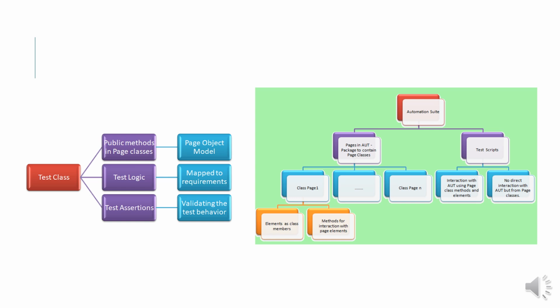If we look at it from another perspective, an automation suite should have the test script that interacts with the application under test through page object class methods and elements, and there is no direct interaction with the page class elements in the test script, that is, not defining the locators and the properties to identify the element at the test script level. All the object definition related to the page should be done in the page object model classes, and based on different pages there should be different classes for different pages.